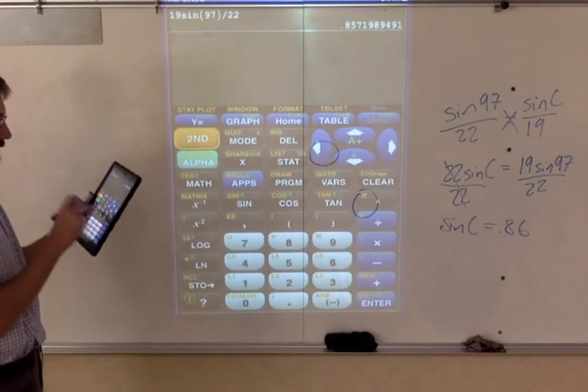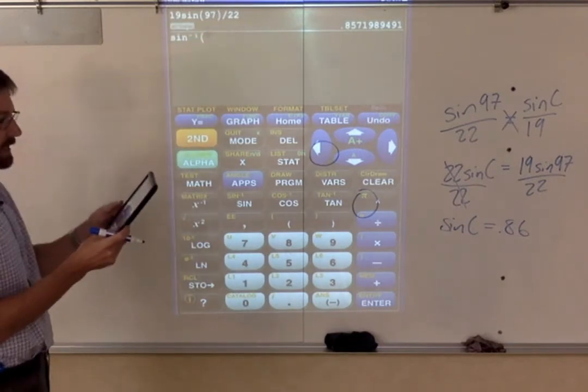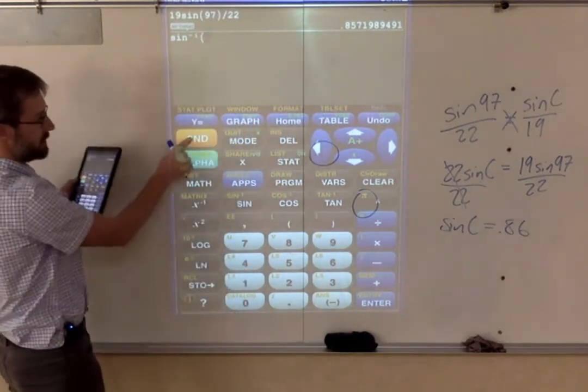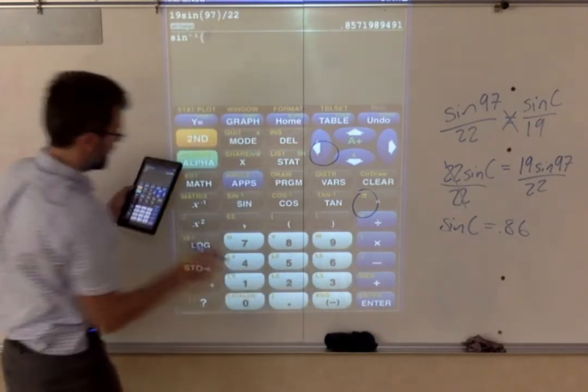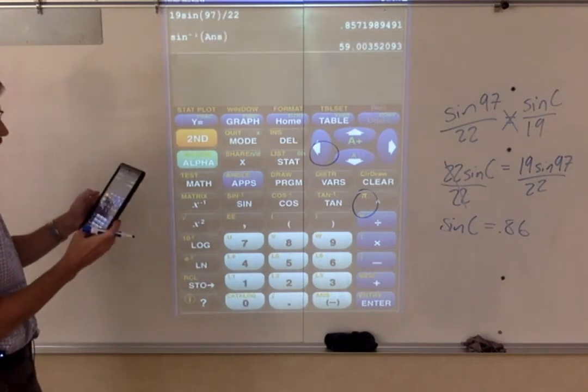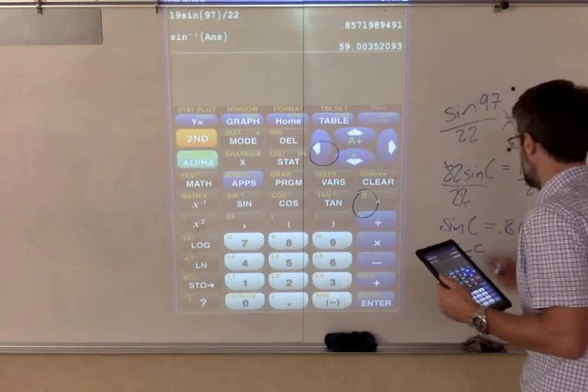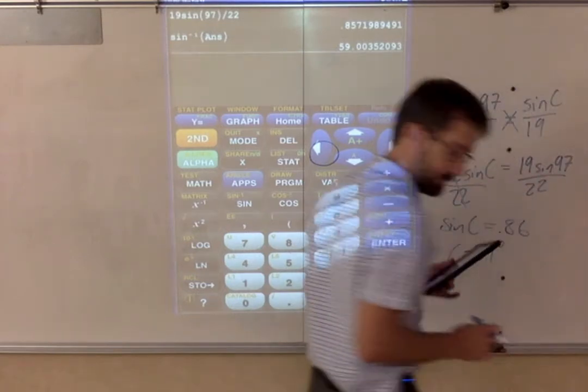Now we'll do inverse sine, so second sine. And again, for maximum accuracy, I'm going to plug this directly in here by doing second and then the negative key. So second answer, and it's about 59 degrees. So C is 59 degrees.